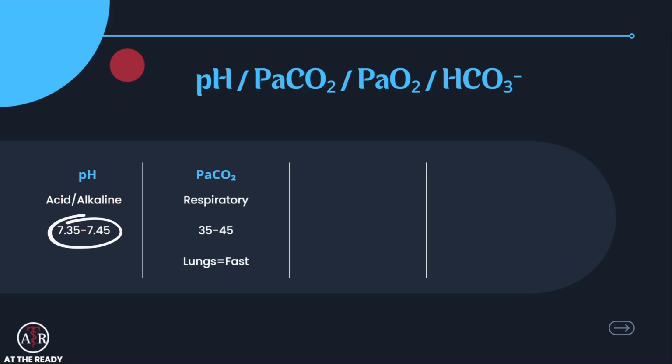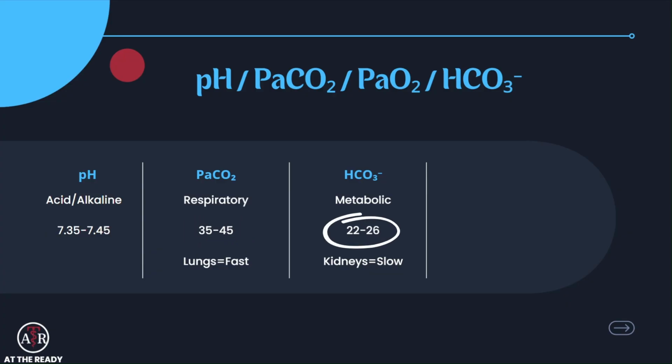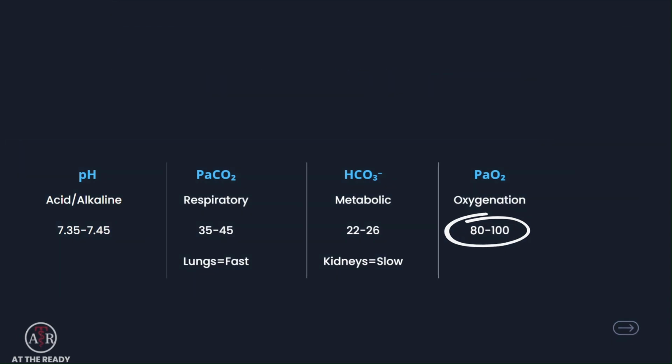Your PaCO2 is your respiratory piece. Normal is 35 to 45. Bicarb or HCO3 is your metabolic piece. Normal is 22 to 26. And PaO2 tells you about oxygenation, with a normal range of about 80 to 100.